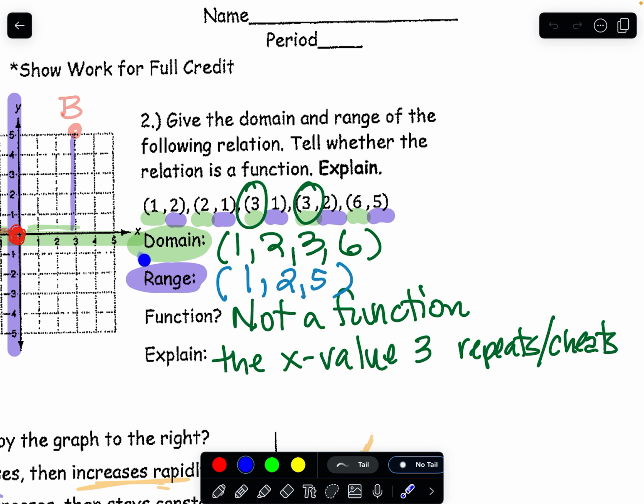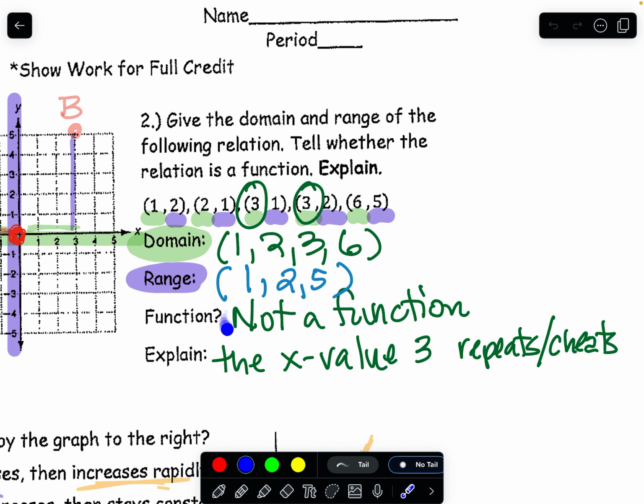So our domain are all of the x values. So we have 1 and 2 and 3 and 3 and 6. And how we write these is in number order, but we do not need to repeat the 3, right? For the range, we do the y values, which are 2 and 1 and 1 and 2 and 6. But these we need to reorder so that it's the smallest to the largest, and again, not repeating any of the values. The next question is this a function?